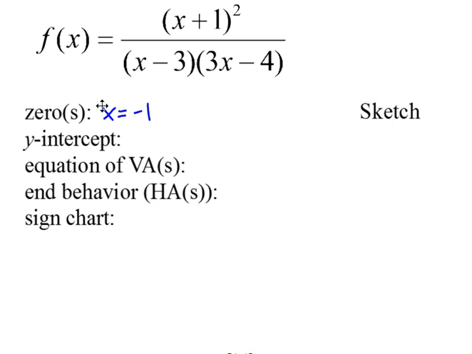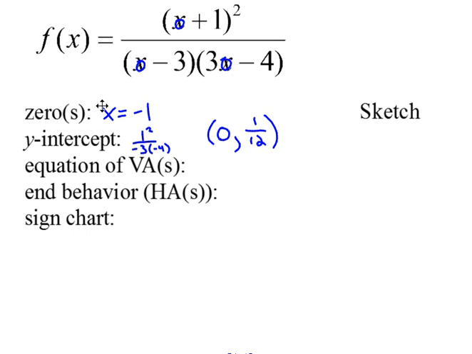Our y-intercept, so if I put a 0 here, a 0 here, and a 0 here, I have 1 squared on top. And on bottom, I have negative 3, 3 times 0, 0 times negative 4. So I end up with the y-intercept 1 over positive 12. I write it as an ordered pair because the y-intercept is an ordered pair, and I don't want you to get confused with it being end behavior, a horizontal asymptote. So I would prefer you write it as an ordered pair: x equals 0, and then y is 1/12 there.